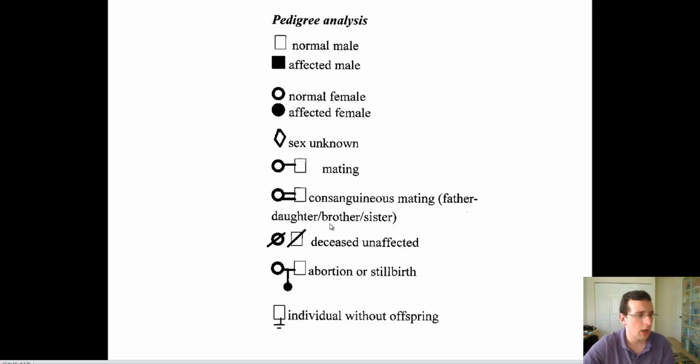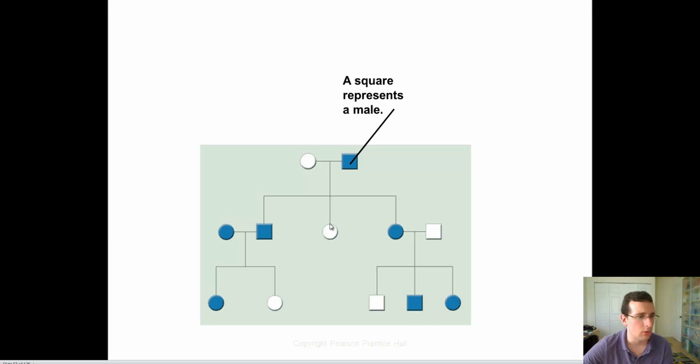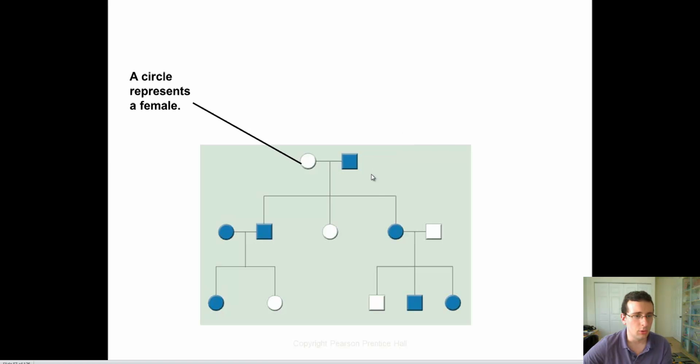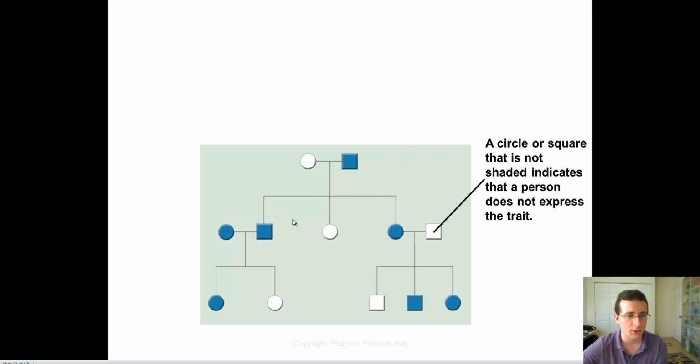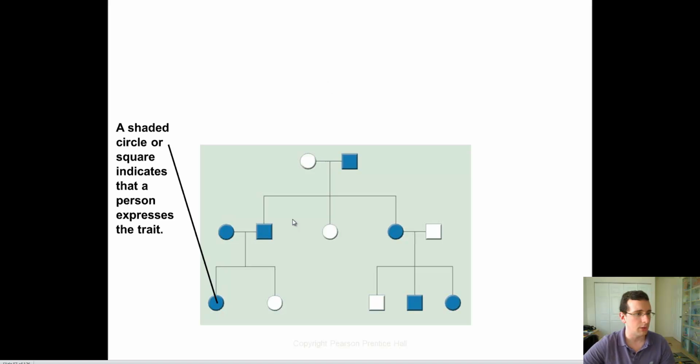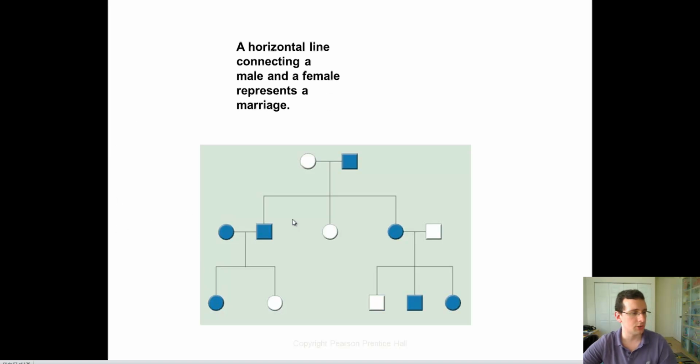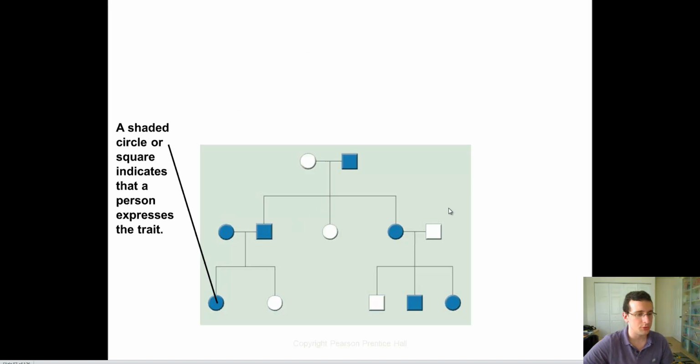Okay. Now let's look at this, for example. Remember that a square represents a male and a circle represents a female. Those vertical lines mean parents being connected to children, which are connected by that bracket. These are all siblings and so forth. Now, a circle or a square that is not shaded indicates the person does not express the trait, but a horizontal line connecting male and female means marriage, and a shaded circle means that the person is expressing the trait.